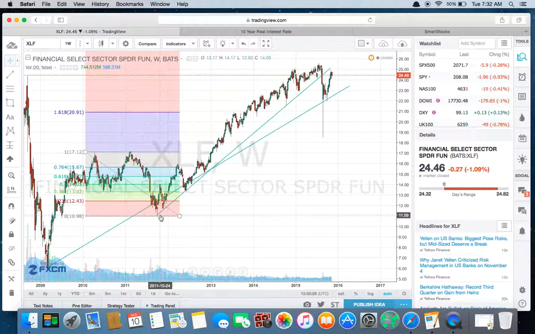It's still hovering below current resistance, and it broke, or is trading below, the rising trend line that dates back to 2011. It is, however, trading above the original rising trend line that dates back to the 2009 low. So that's bullish.